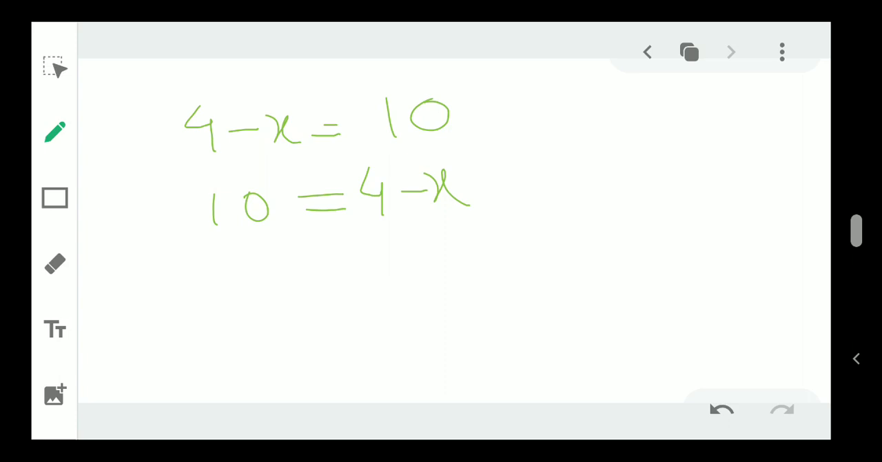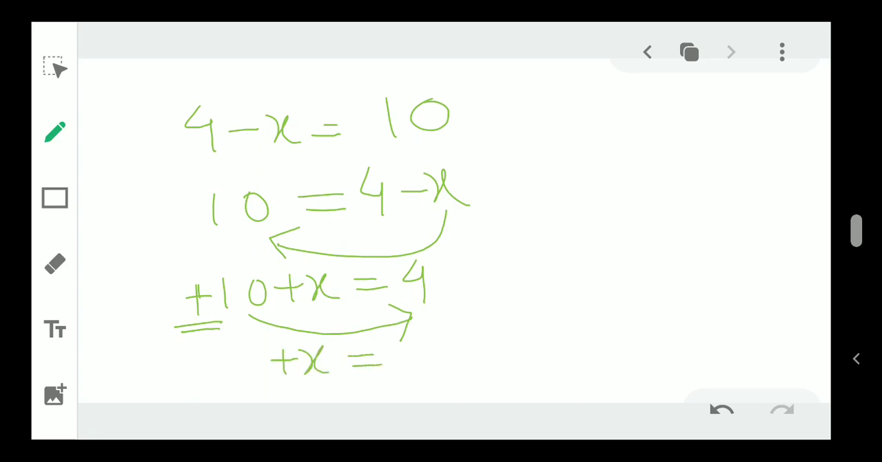Now x I have to find out, so I will bring x to that side. It was subtracted, so now it will become added. 10 is not required, 10 I will move to that side. It was addition because nothing is in front, so if nothing is in front, that means it's addition. Okay, so x equal to 4 minus 10, that is minus 6.